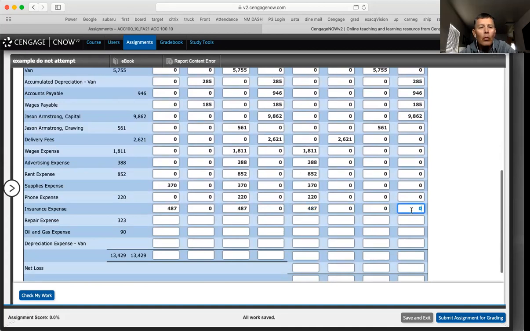Remember, our revenues minus expenses closes out to our retained earnings, and retained earnings closes out to our balance sheet up here. So that's the flow through.